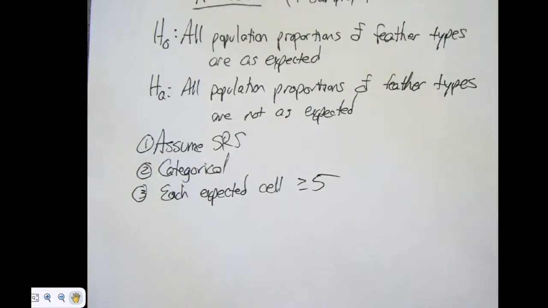Hey, you got a question? Yeah, so on HA, do you want us to say "not as expected," or do you just want us to say "at least one," or does it matter? Because on the template we put "at least one." So I'm making the same statement two different ways. You can say what I said here, or you can say at least one of the proportions is different than what we expected. You see how those are the same thing, just reworded.